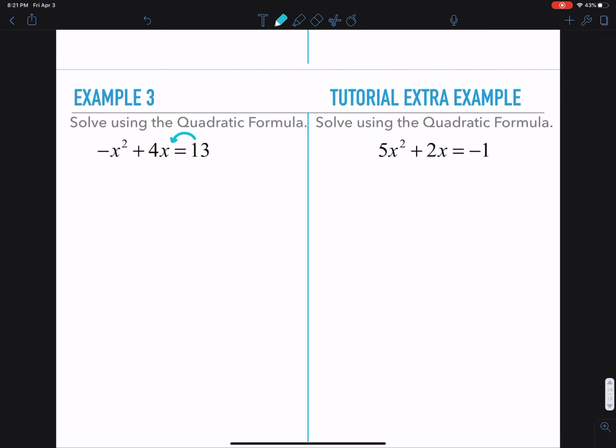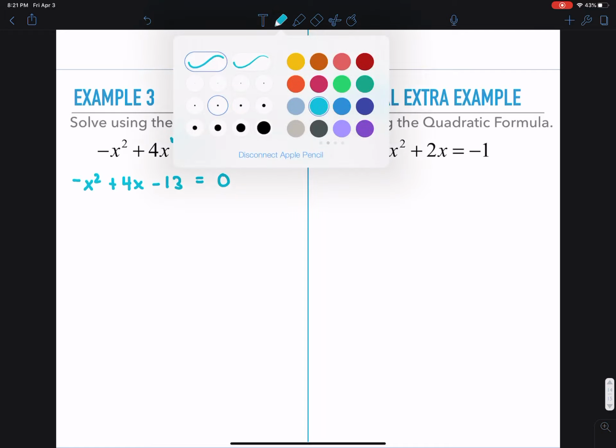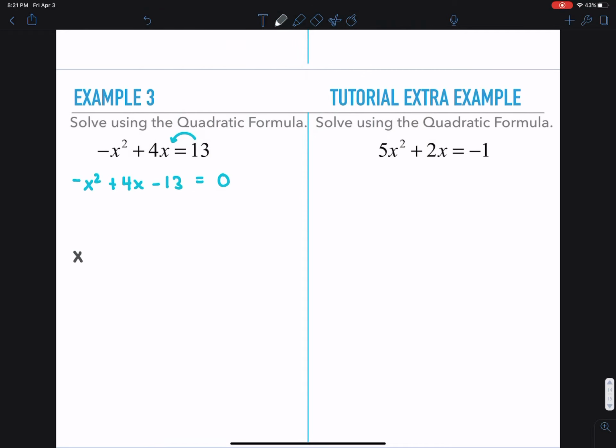So set equal to 0 to start. So we have negative x squared plus 4x minus 13 equals 0. And we can jump right into the quadratic equation. So the opposite of b would be negative 4, and then we have plus or minus 4 squared minus 4 times our a value, which is negative 1, times our c value, which is negative 13, and then all over 2 times negative 1.